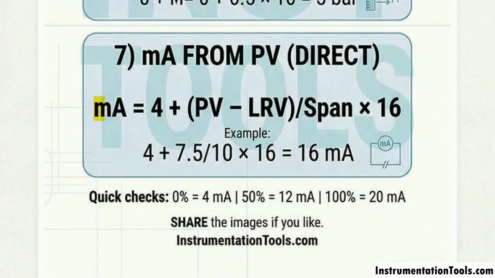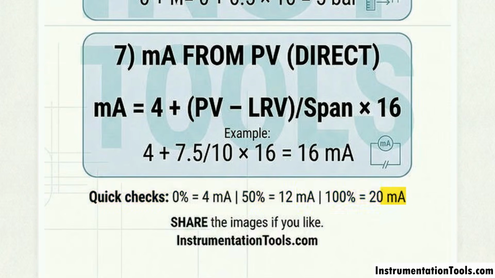This direct formula combines previous steps into one line. It takes the physical reading, finds the percentage, and applies the milliamp scale. Running our 7.5 bar PV confirms the 16 milliamp result. These 3 quick checks verify loop function instantly.